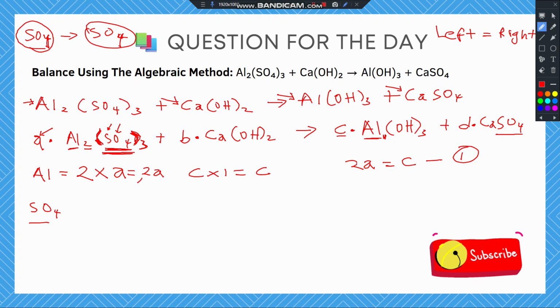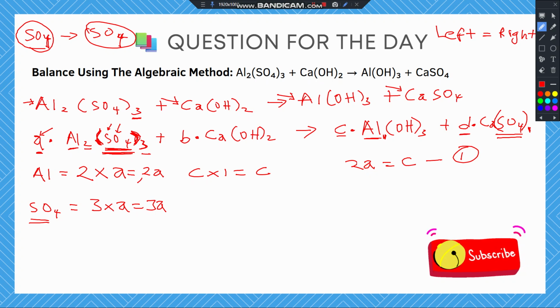I trust you do. So SO4, the ion has a subscript of 3 identified here. You can see. And its coefficient is the letter A as shown here. So for SO4, the number of units we'll have will be 3 multiplied by A, which is 3A. On the right hand side, you can see over here, SO4 has no subscript, or its subscript is 1. If I close this in a bracket, you can see SO4 appears only one time. Alright, and its coefficient is the letter D.